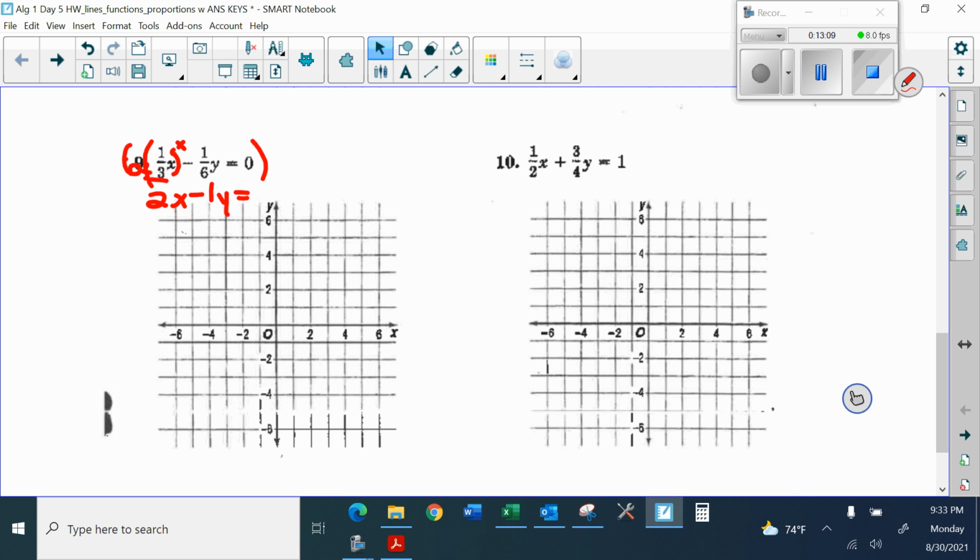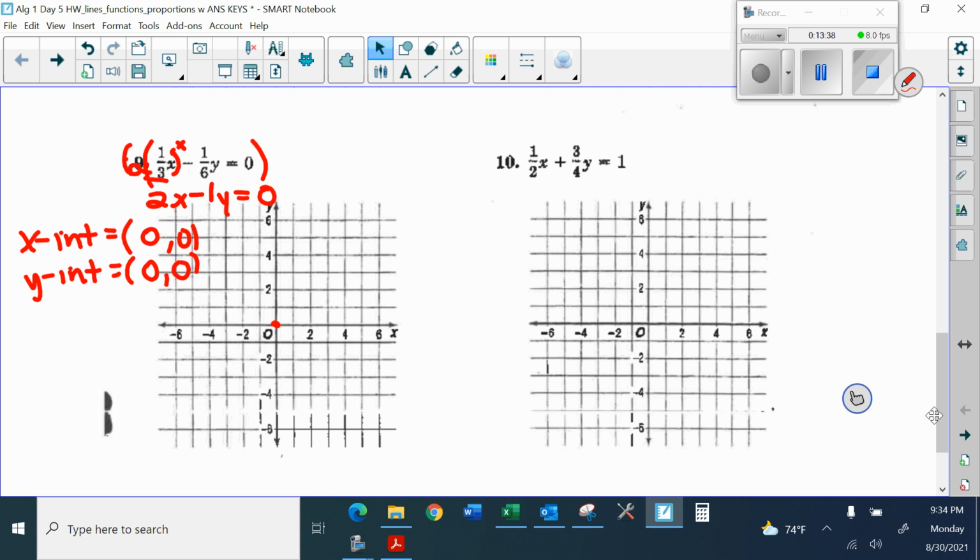y equals, and 6 times 0 is 0. Now I have it in standard form, nice and easy. X and y intercepts. For the x-intercept, y is 0, and I get 2x equals 0, so x is 0. For the y-intercept, I also get 0, because x is 0 and then y is also 0. So notice that's the same point, (0, 0).